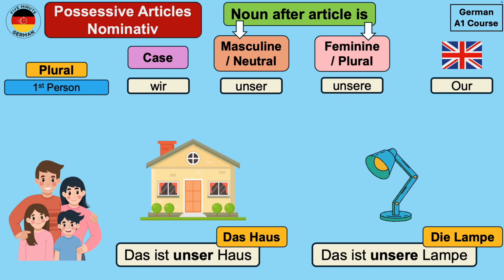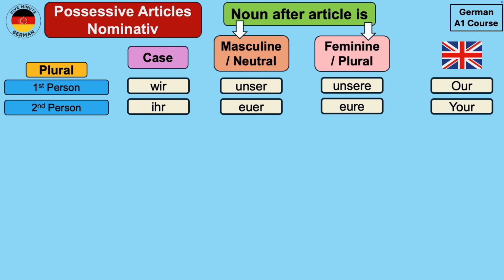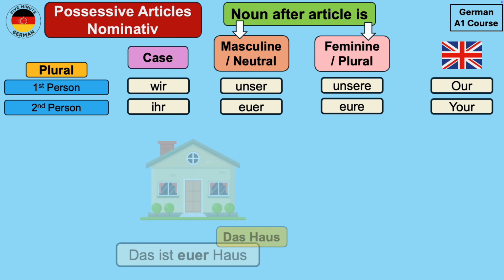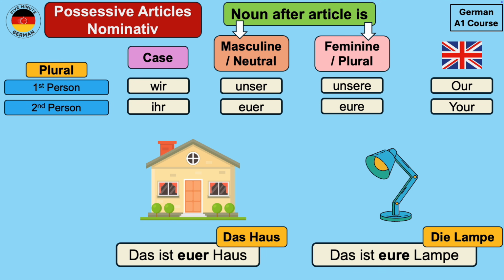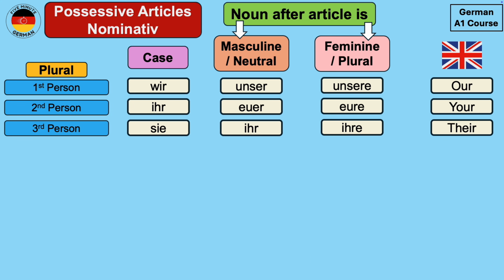That is our lamp. For second person plural, which is ihr, the forms will be euer, eure, and this means your. So the example will be, das ist euer Haus. That is your house. Or, das ist eure Lampe. That is your lamp. For third person plural, the forms will be ihr for masculine or neutral and ihre for feminine or plural, and this means their in English.